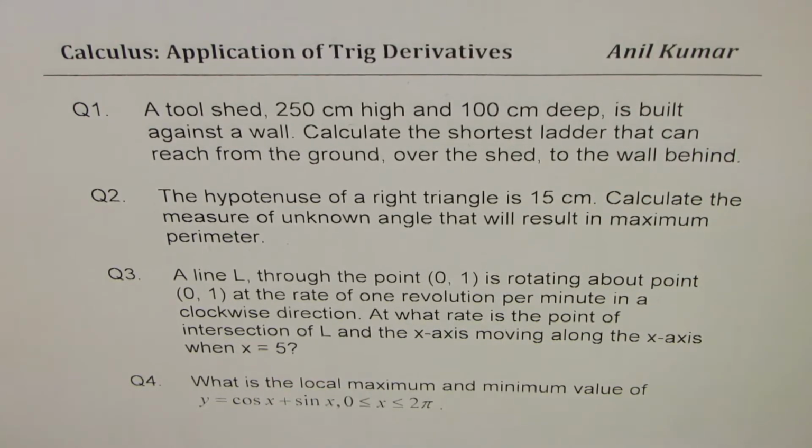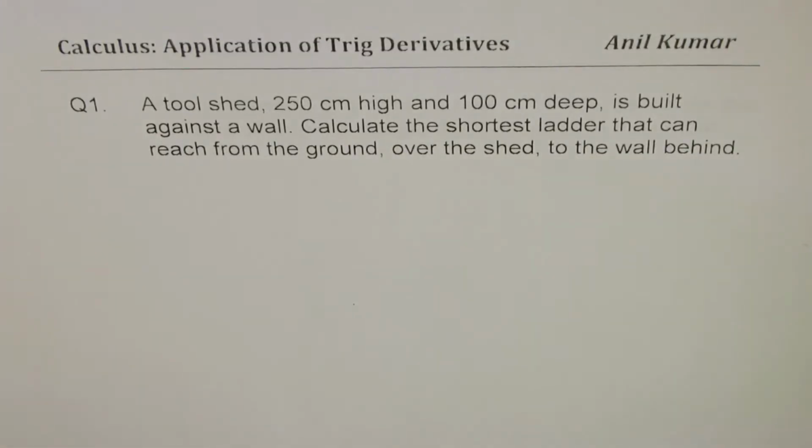And question number 4 here is, what is the local maximum and minimum value of y equals cos x plus sin x when x is between 0 to 2 pi? Let us solve these questions one by one. Question 1.